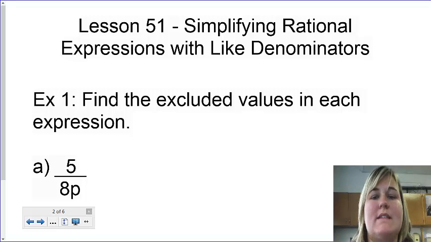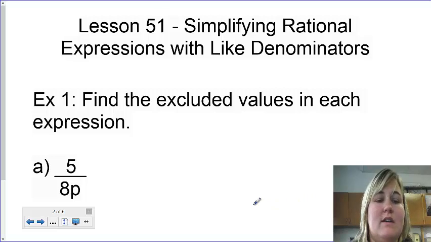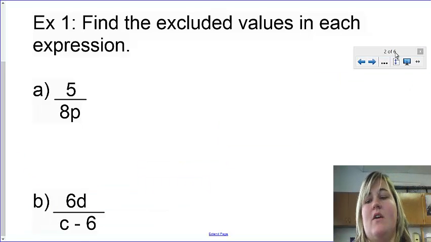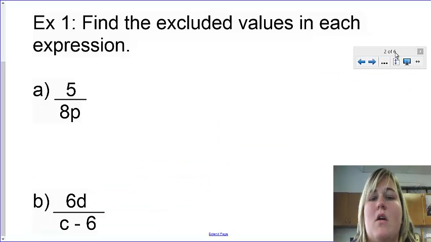Lesson 51, Simplifying Rational Expressions with Like Denominators. On example 1, it says find the excluded value in each expression. So all we're doing on these is looking for the excluded value. I hope that you remember from previous lessons that excluded values are where the denominator is equal to 0.